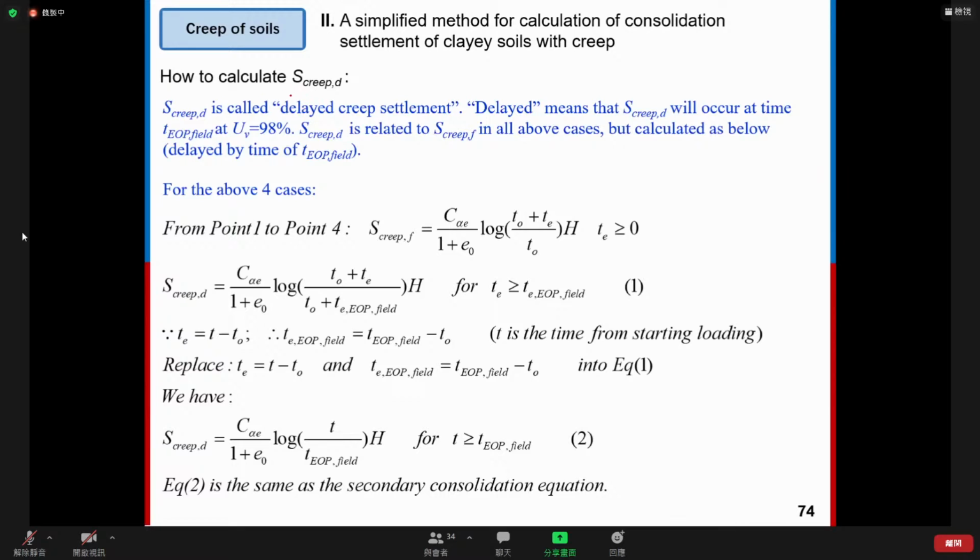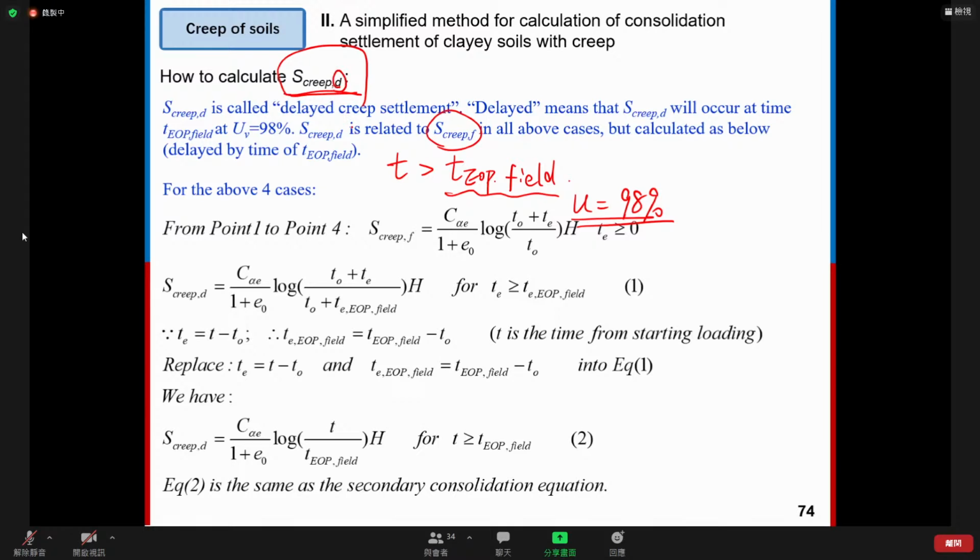So we also discussed how to calculate the S-script delay. S-script delay actually is one part of S-script final, which means when the T is larger than TEOP at field, this new parameter represents the time point at which U is equal to 98%. So when T is larger than TEOP at field, how much further creep occurs? This further creep is S-script delay.